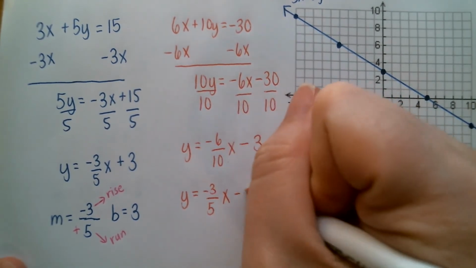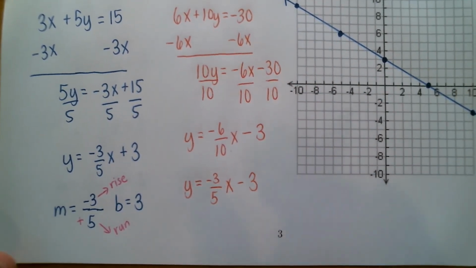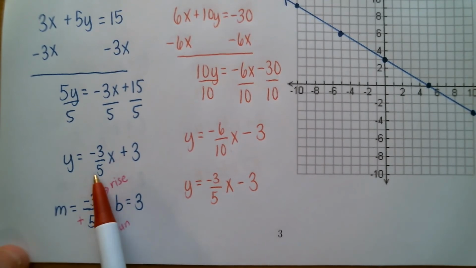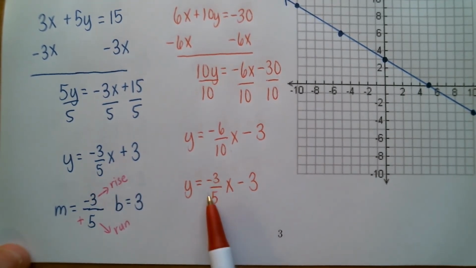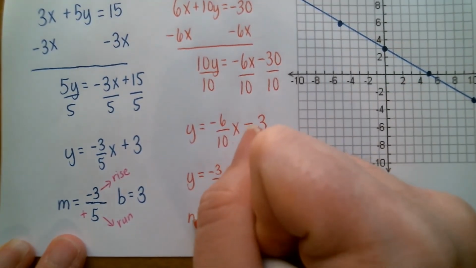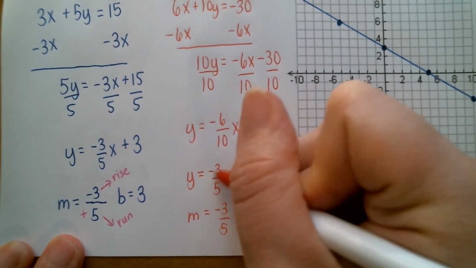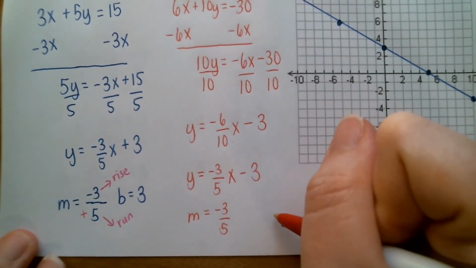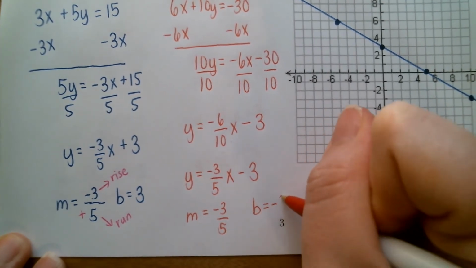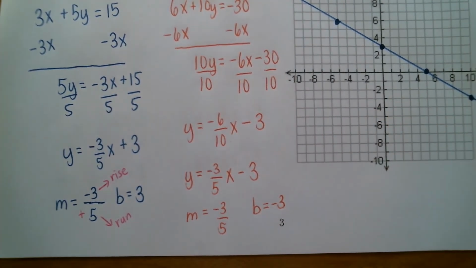So I actually end up with something very similar to the other line. It's a little bit different. They have the same slope. The slope here is negative 3/5, the number in front of x, but the y-intercept is negative 3. So it's got a different y-intercept.